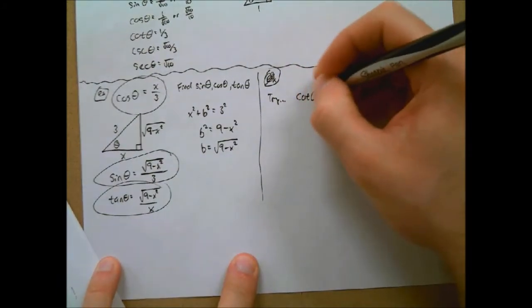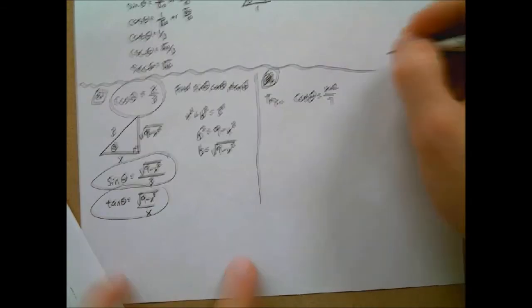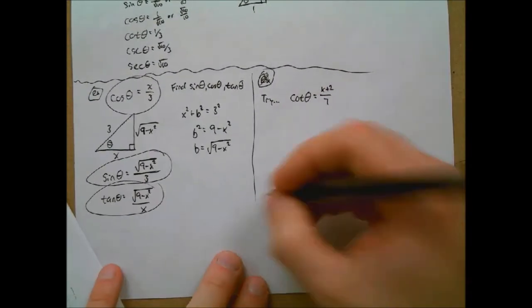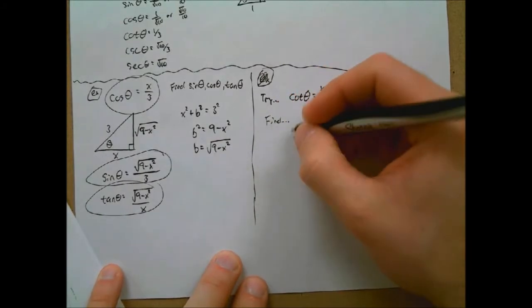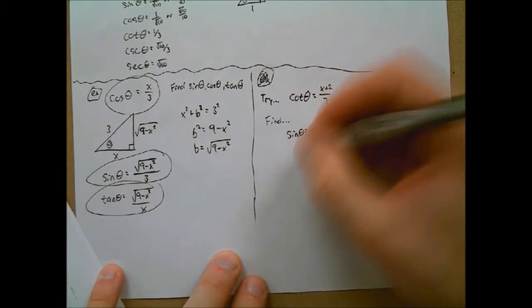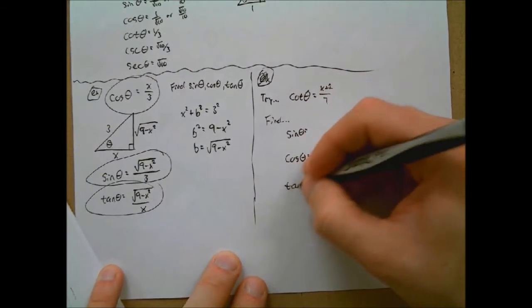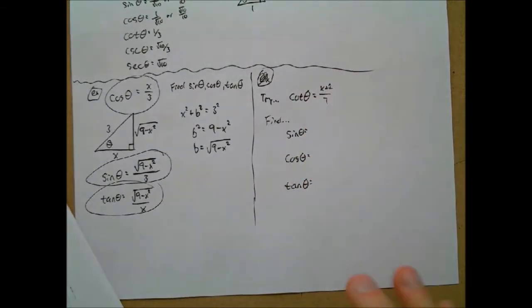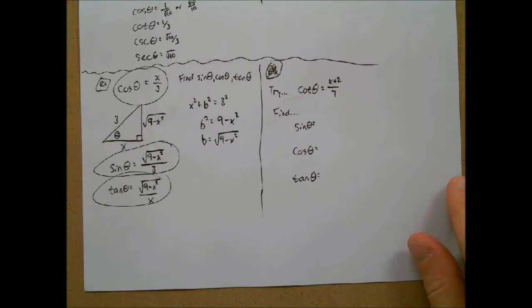Cotangent of theta is equal to x plus 2 over 7. Okay, so cotangent of theta is equal to x plus 2 over 7. And I want you to find sine of theta, cosine of theta, and tangent of theta. Okay, given that information there. Only sine, cosine, and tangent, please, given that cotangent is x plus 2 over 7. Okay?